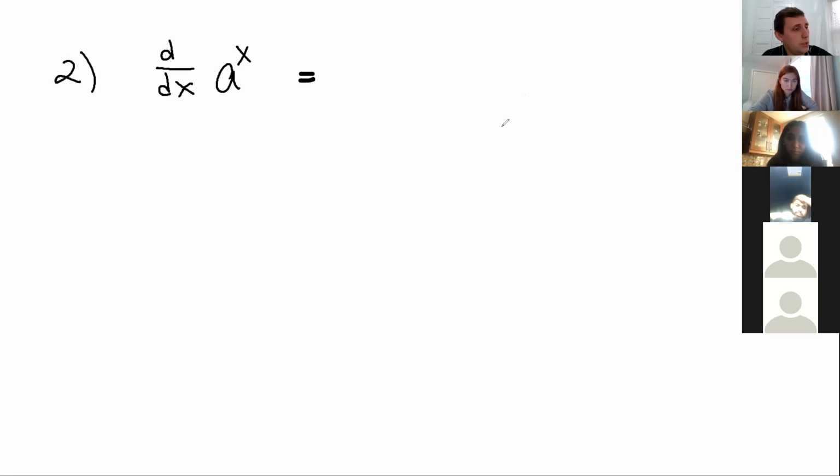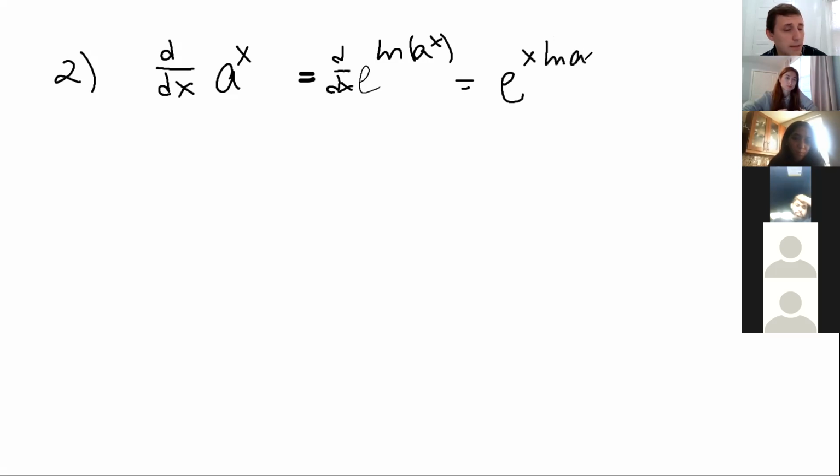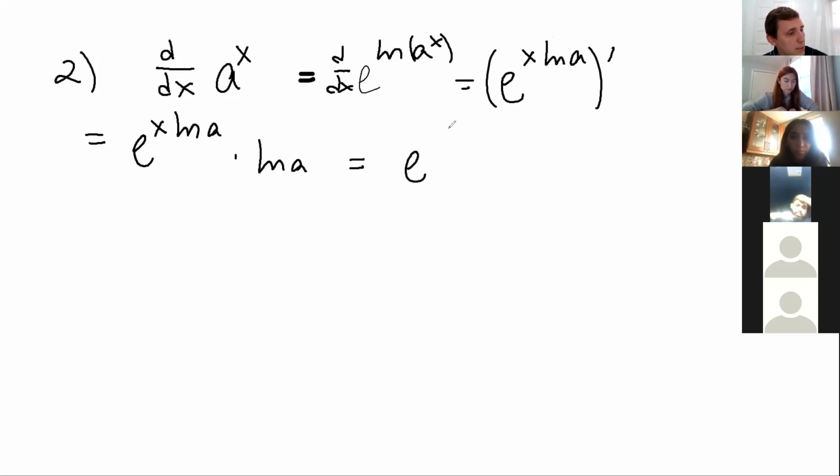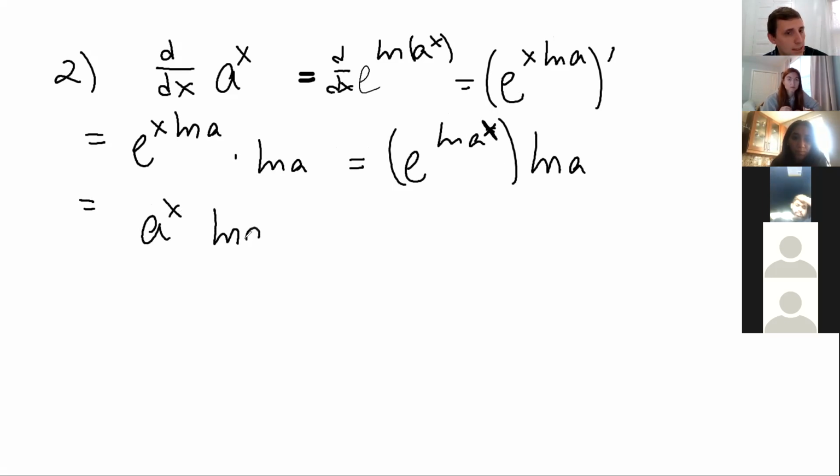Amazing. So what we do here is we can write this as e to the power of ln of a^x, by which we can then move the x down. So it's e^(x ln a). And we can take the derivative of that expression and get e^(x ln a) times ln a, and that part can be written as e^(ln a · x) times ln a, which is a^x ln a. Agreed? So the derivative is a^x ln a.